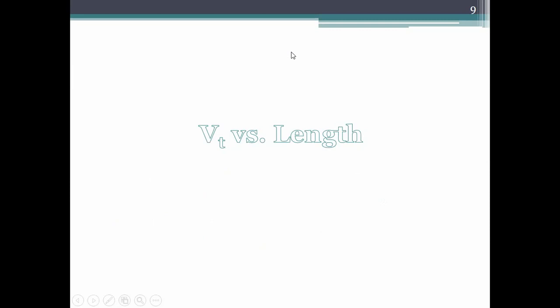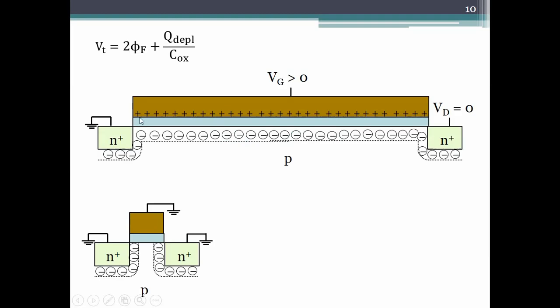Alright, let's look at how the threshold voltage varies with length. It turns out that the threshold voltage is a function of length. So let's look at this expression again. We said the threshold voltage is 2φf plus the depletion layer charge by Cox. Now let's look at these two structures. There are two MOSFETs. They are identical in every respect except that this MOSFET has a much smaller channel length compared to this MOSFET.